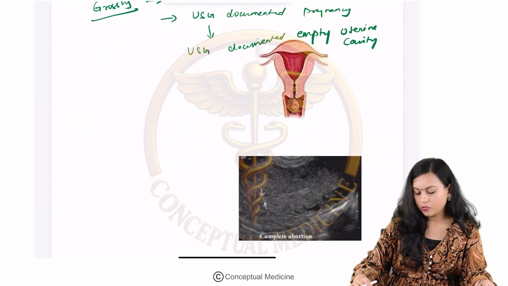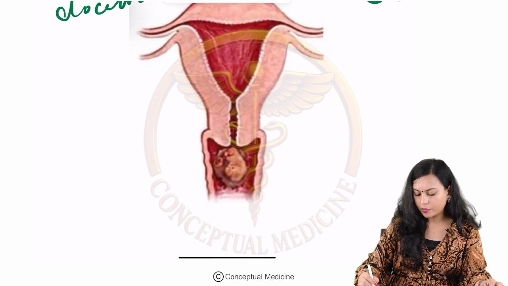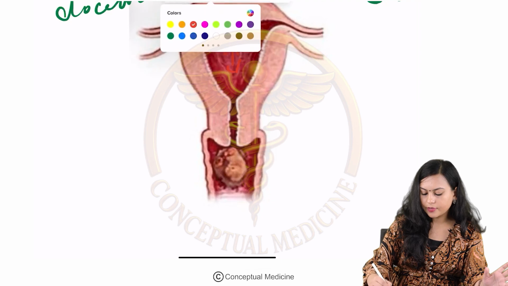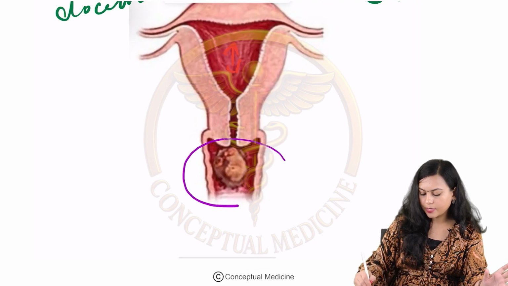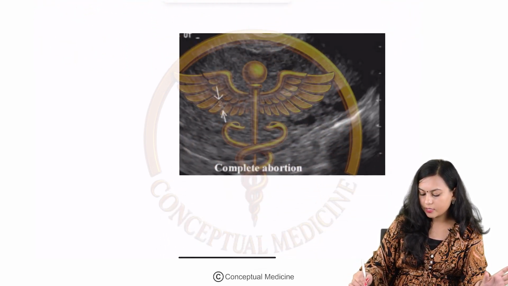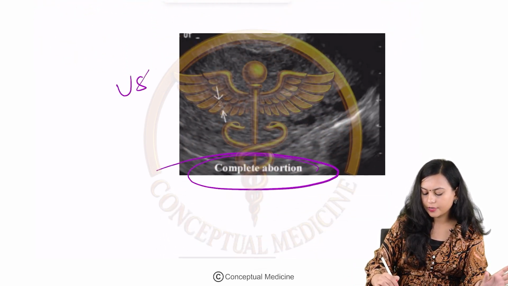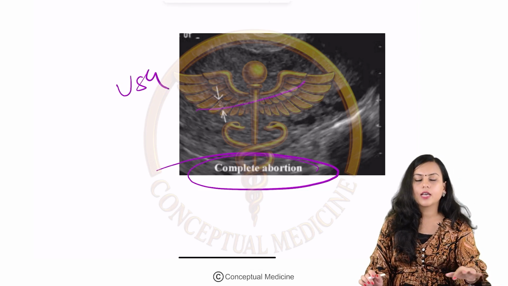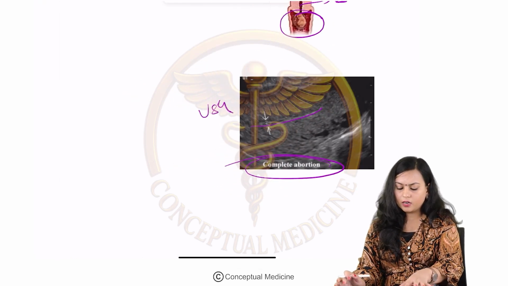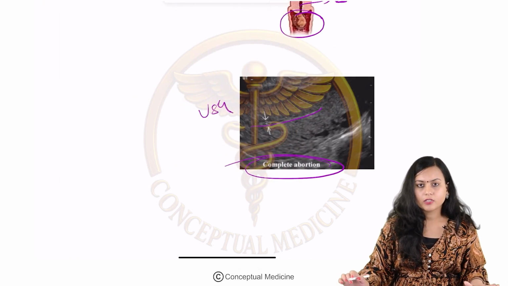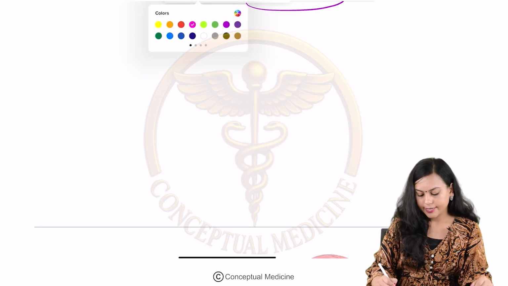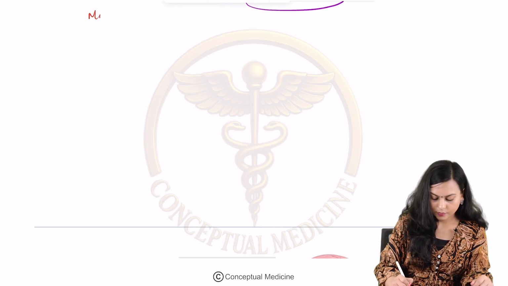Clear? If you see this picture, you will be able to understand that there is nothing in the uterine cavity, everything has already been expelled out and the cervical os is going to be closed. And this is a complete abortion ultrasonogram where there is only a thin layer of the endometrial cavity, and there is nothing heterogenic or echogenic material seen in the uterine cavity. That means there are no products of conception inside. Clear? Yes.